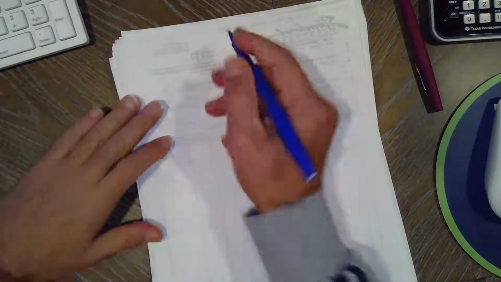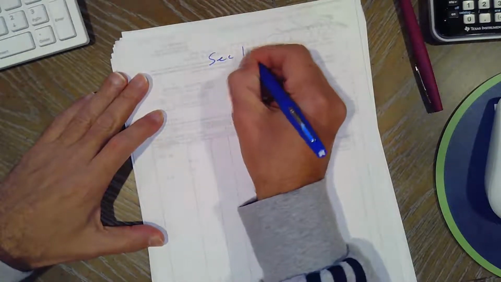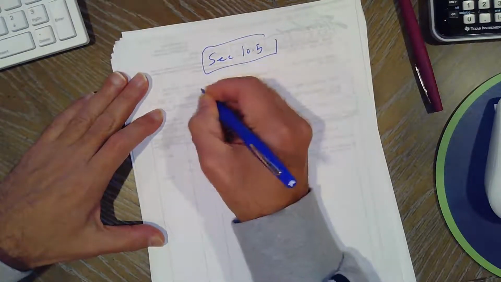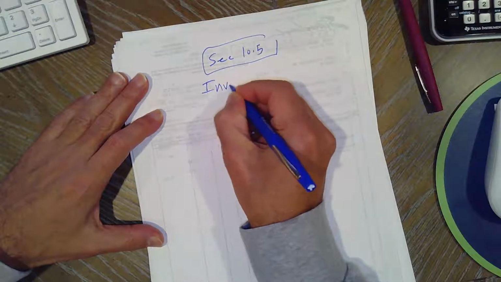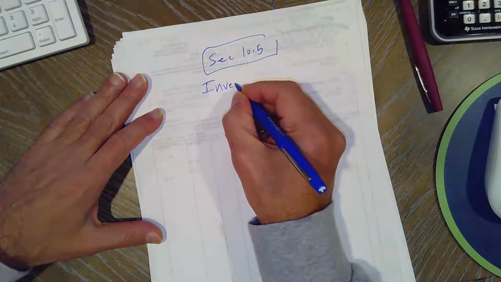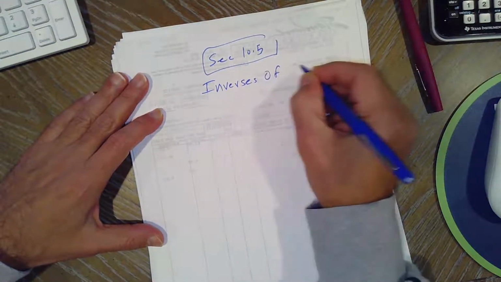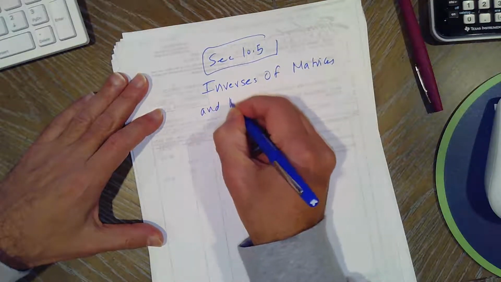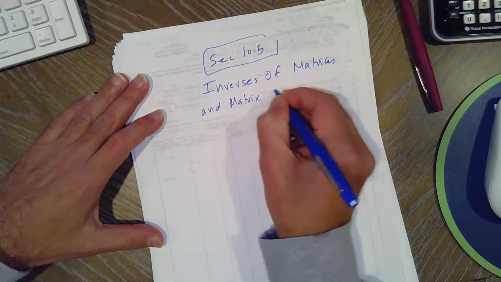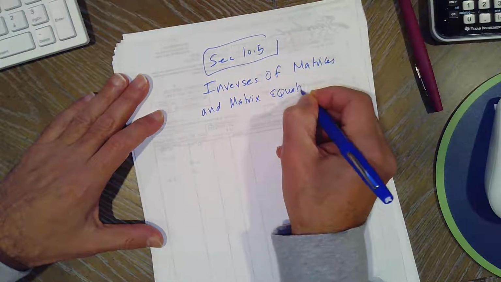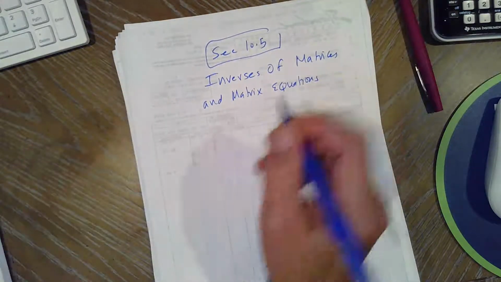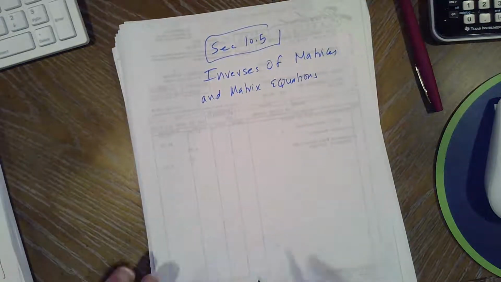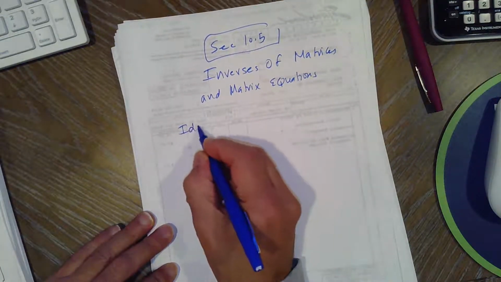All right. Section 10.5 is about inverses of matrices and matrix equations. But first, let's discuss what we mean by identity matrix.